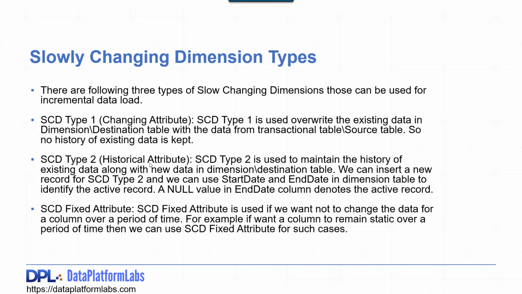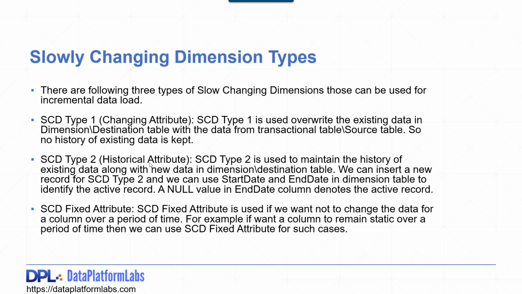The second one is SCD type 2, which is also called the historical attribute. SCD type 2 is used to maintain the history of the existing data along with the new data in the dimension table, or we can say the destination table. In this case, we insert a new record for SCD type 2, and we use the start date and end date in the dimension table to identify the active record. A null value in the end date column denotes the active record. We will see this in the demo.